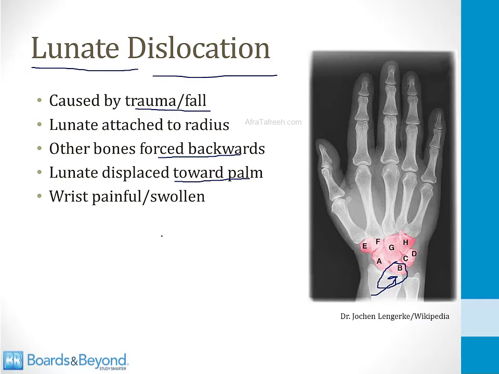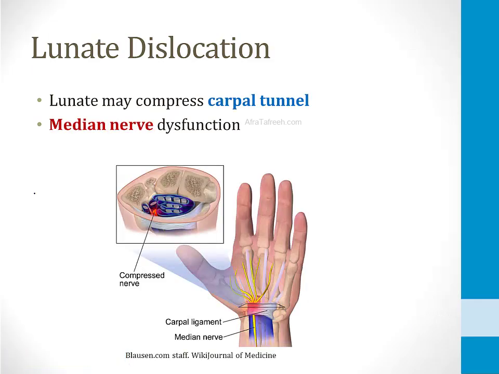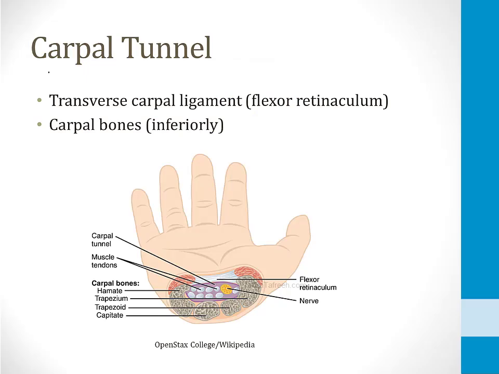And the patient will present with a wrist that is painful and swollen, and on X-ray, the lunate will be dislocated towards the palm. This is an uncommon wrist injury, but the main reason they may ask you about it on your boards is because the lunate sits right on top of the carpal tunnel. So when it is displaced anteriorly, it can compress the carpal tunnel, and that can lead to median nerve dysfunction. So that's a nice segue into carpal tunnel syndrome, which we'll discuss next.